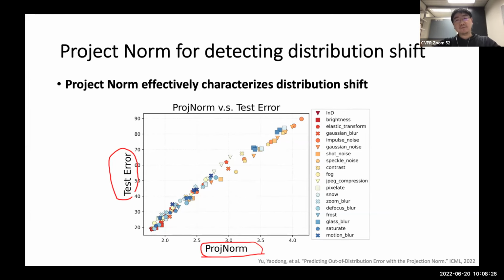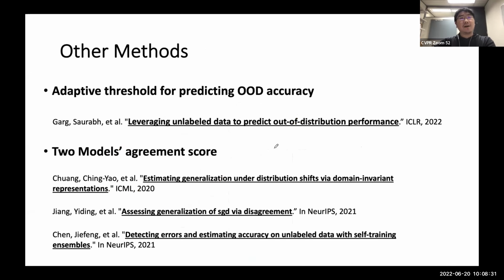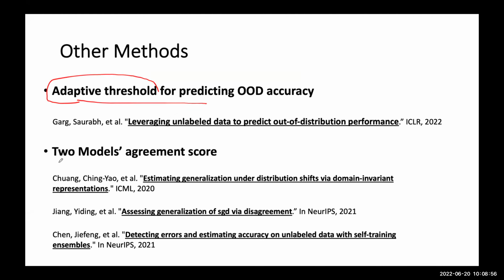Okay, so there are also a few other methods that can solve this problem. For example, adaptive threshold for predicting accuracy, where they use an adaptive threshold on the softmax output. And also some methods use two models and use their agreement score to represent whether your samples are correctly classified.